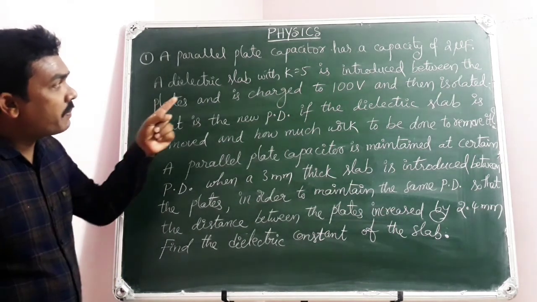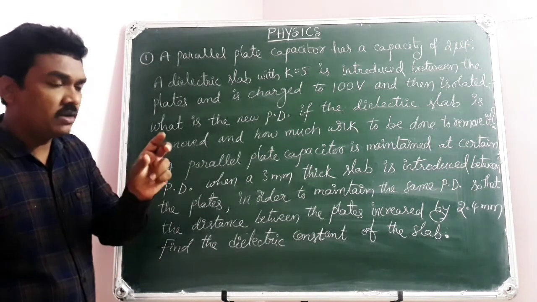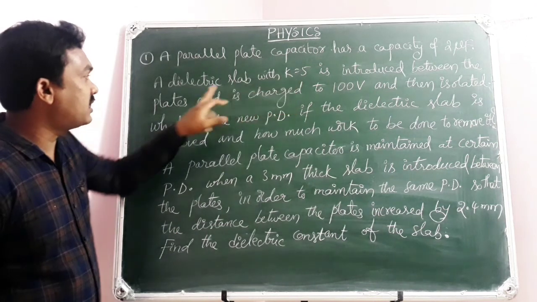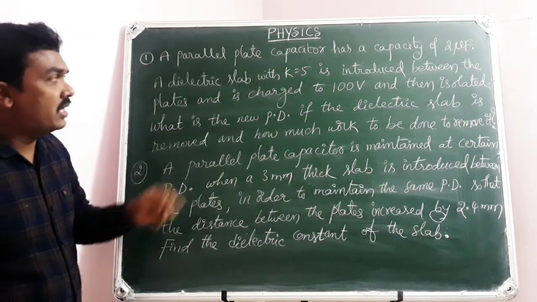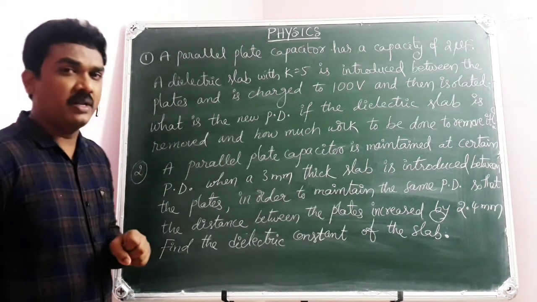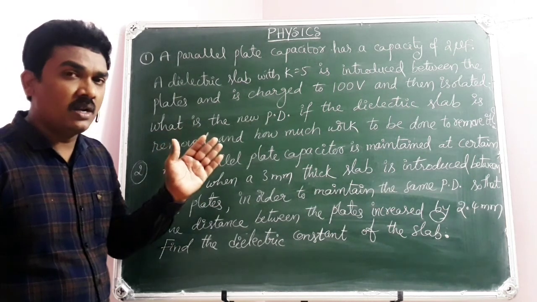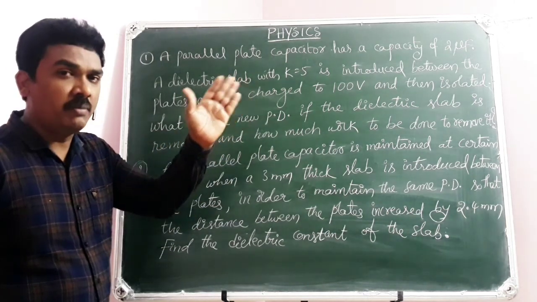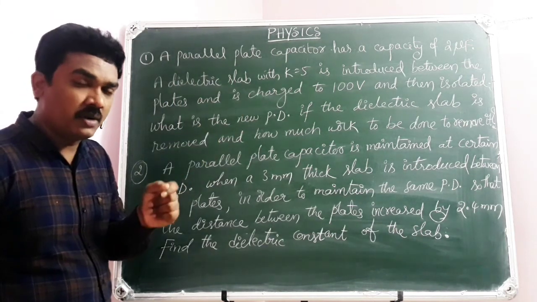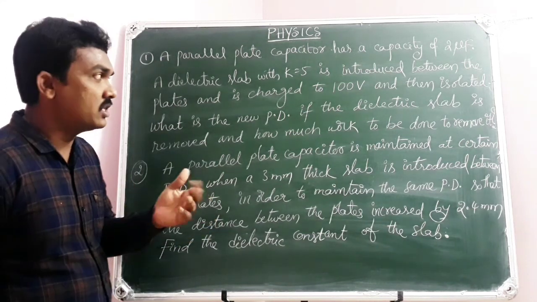A parallel plate capacitor has a capacity of 2 microfarad. A dielectric slab with K equal to 5 is placed between the plates and then charged to 100 volts. On keeping the dielectric material medium, it is charged to 100 volt. You know, when you have kept the dielectric material medium, C of 2 microfarad becomes K into C, and it is charged to 100 volt. So you can calculate Q is equal to CV. What is the charge developed?